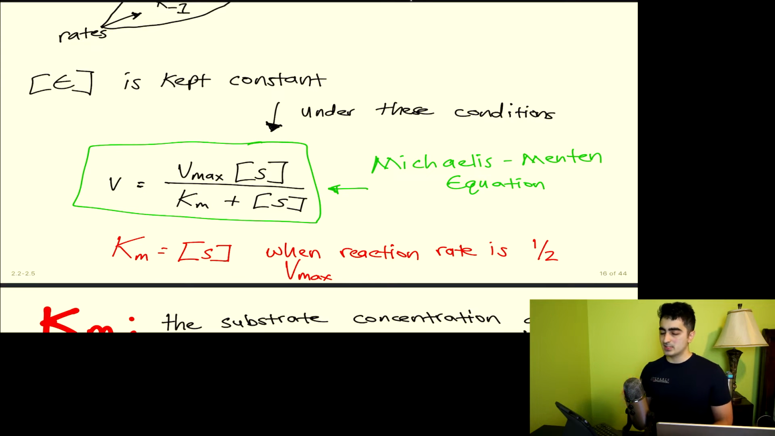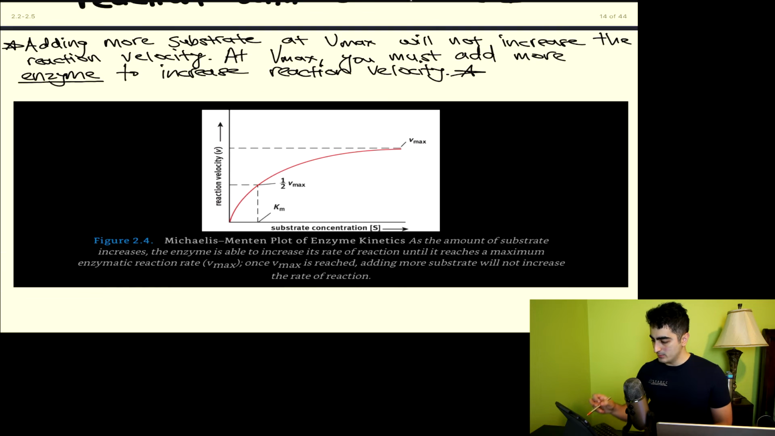Km is the substrate concentration when the reaction rate is 1/2 maximal velocity. So let me go back up here. Here we said this is Vmax, right? This is when all the enzymes are taken up. The Km is right here. So the Km is the substrate concentration, right here. We've added this much substrate, and when we've added this much substrate, our reaction velocity is 1/2 Vmax.